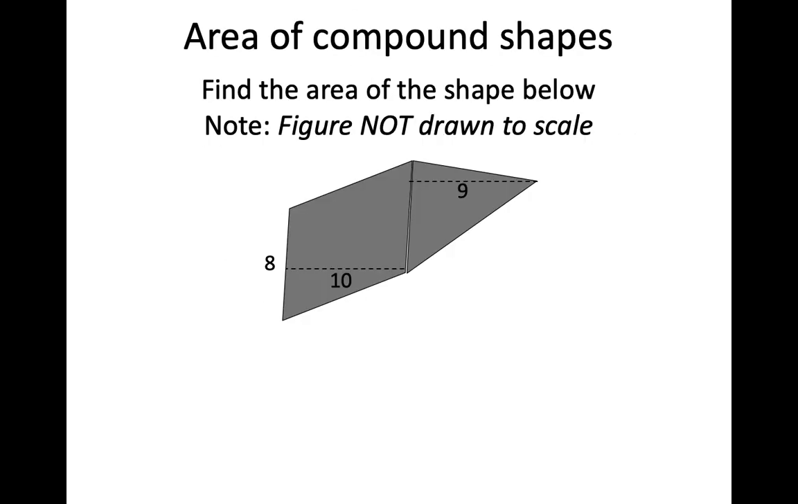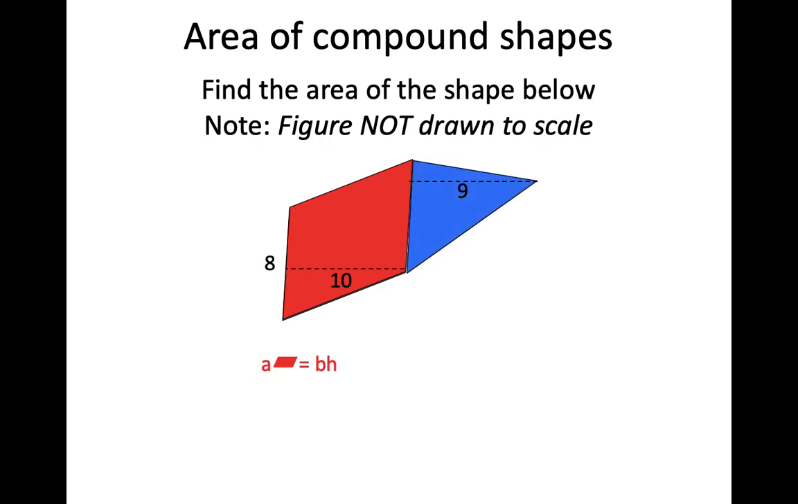Okay. So some shapes are made up of multiple other shapes. So for example, this shape here is made up of a parallelogram that I put in red, and this triangle I've put in blue. So to solve the area, I need to find the area of both of these pieces and then add them together.